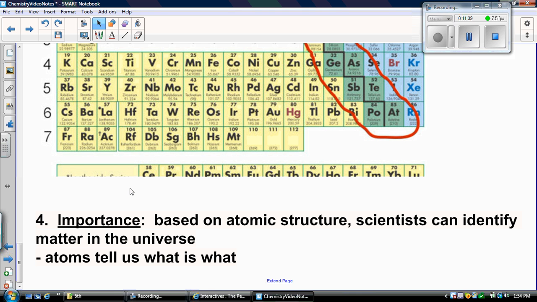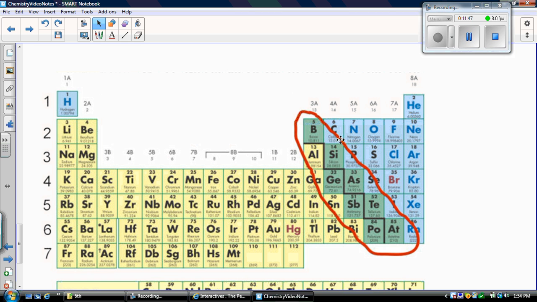We can tell if there's carbon in that rock, if there's iron in that rock, because if we look at our periodic table, carbon, which is C, has six protons. So if we find that in a rock sample, we know six protons is carbon. So we can say that rock has carbon in it, okay? If we want to find iron, which is Fe, we find matter that contains 26 protons. Those atoms have 26 protons, and we can say that rock sample also has iron in it.